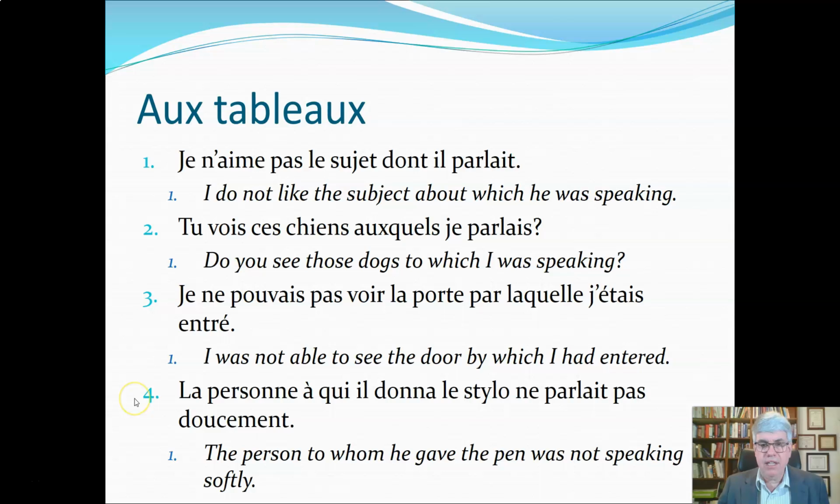La personne à qui il donna le stylo ne parlait pas doucement. So here we've got donna, which is in the passé simple, a literary tense, and the imperfect. The person to whom he gave the pen did not or was not talking softly. So the person to whom he gave the pen was not speaking softly.